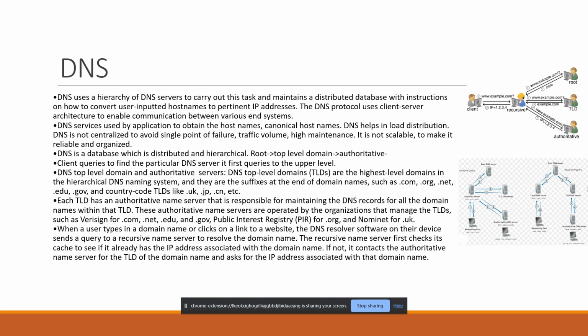When a user types in a domain name or clicks on a link to a website, the DNS resolver software on their device sends a query to a recursive name server to resolve the domain name. The recursive name server first checks its cache to see if it already has the IP address associated with the domain name. If it does not, then it contacts the authoritative name server for the TLD of the domain name and asks for the IP addresses associated with that domain name.